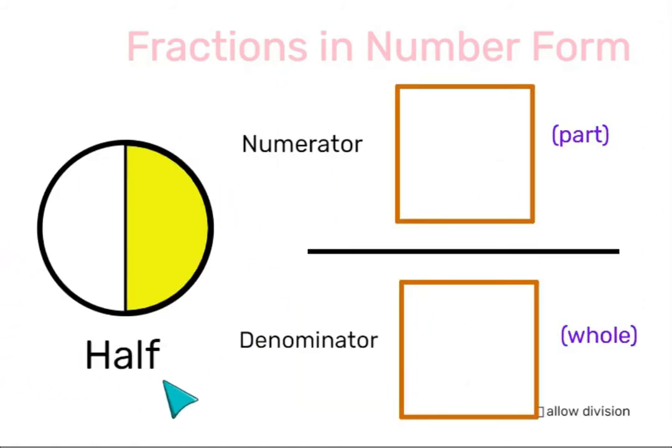Here we have a circle cut into two equal parts. One part is shaded. We know that this part is called half, but let's write the fraction in number form. The numerator tells us how many parts we are referring to, and one part is shaded, so the numerator is 1. The denominator tells us how many total parts there are in the whole, and in this case there are two total parts, so the denominator is 2. And this is our fraction in number form, 1/2.